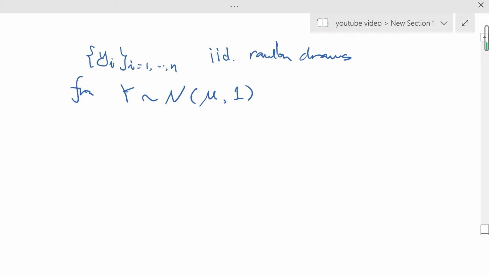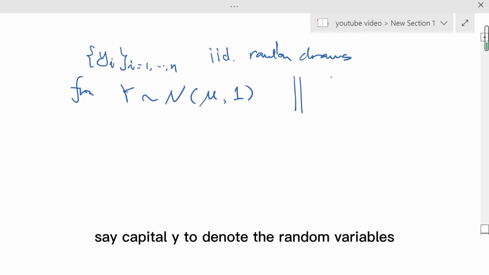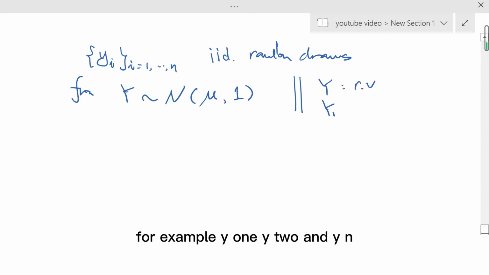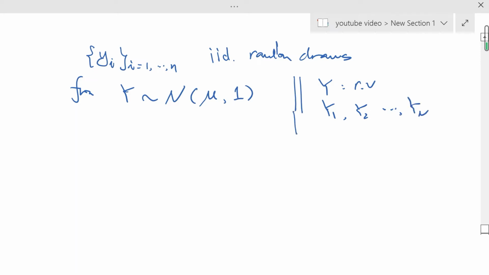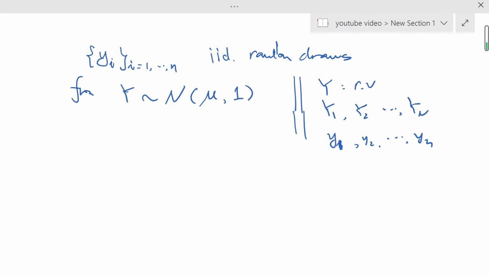And so here's one point here. Frequently I'm going to use, say, capital Y to denote the random variables, for example Y1, Y2 until Yn, and little y to denote its realizations, so little y1, little y2 until little yn. Okay, so now we have this set of data.